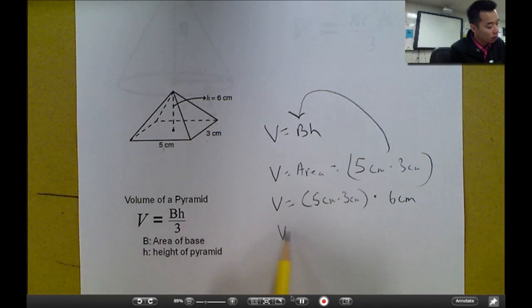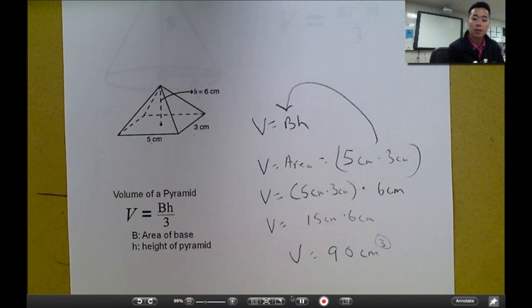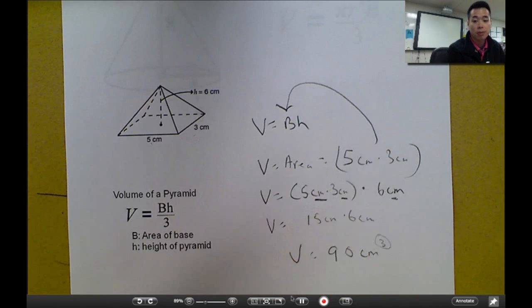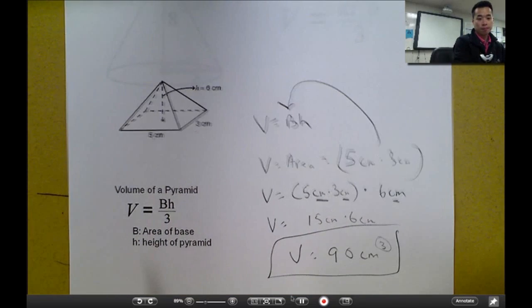So here we have volume is, do your order of operations, 5 times 3 is 15 centimeters times 6 centimeters. Now this is the new one. The reason why it is to the power of 3 is you're multiplying 1 centimeters, 2 centimeters, 3 centimeters. You see 3 centimeters being multiplied, that is going to be to the power of 3. So my answer here is the volume is 90 centimeters cubed.